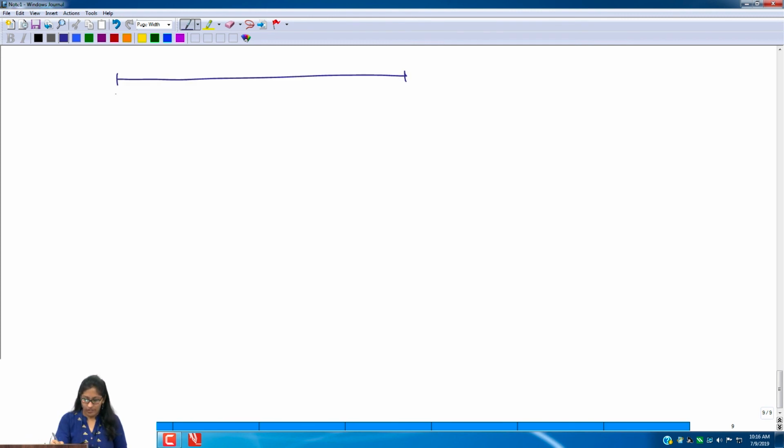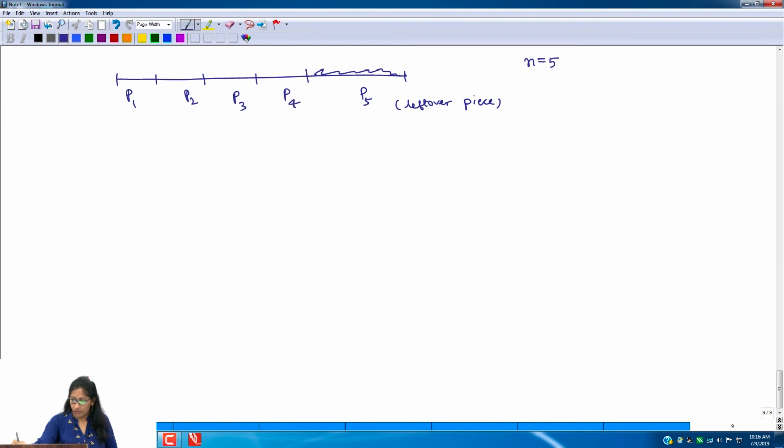So again, just a little informally to give you an idea of what we are doing. Let's say this is P2, this is P3, this is P4, and this is, let's say, P5, the leftover piece, and n is equal to 5.